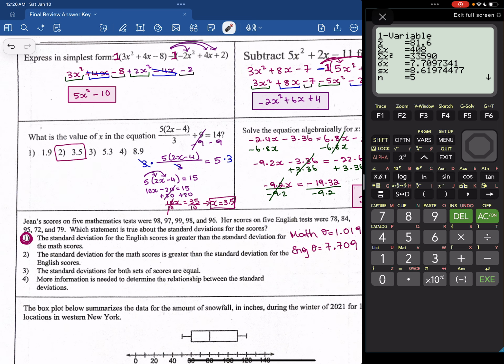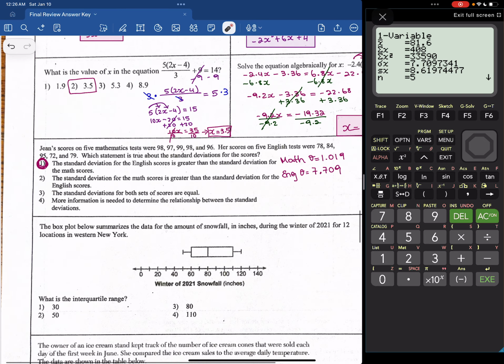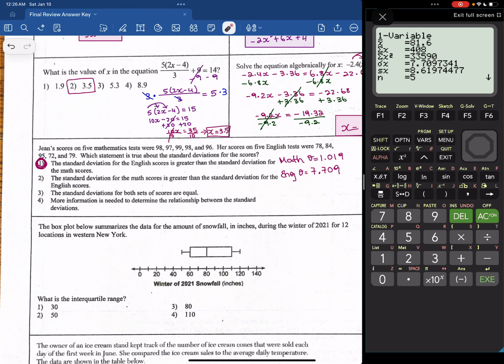All right, next question. The box plot below summarizes the data for the amount of snowfall in inches during the winter of 2021 for 12 locations in Western New York. What is the interquartile range? So remember, interquartile range, the formula is Q3 minus Q1.